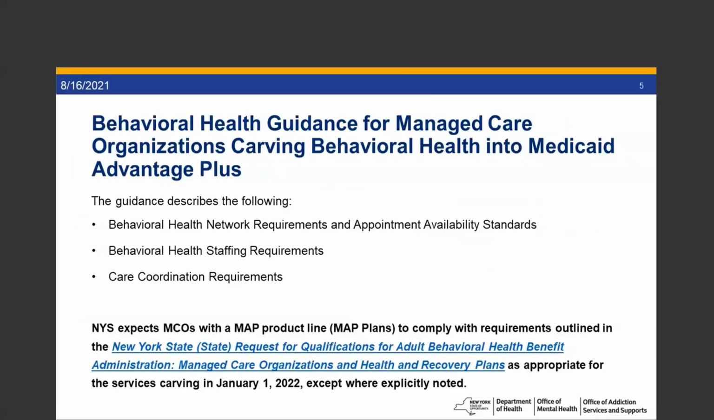All right, so as I mentioned, we did send out some materials last week. One of those documents was a guidance document for MCOs that are carving behavioral health into MAP plans. This document basically says you're going to be following everything that's in the request for qualifications for adult behavioral health benefit administration that we put out in 2014 or 2015, unless we tell you that there are exceptions.